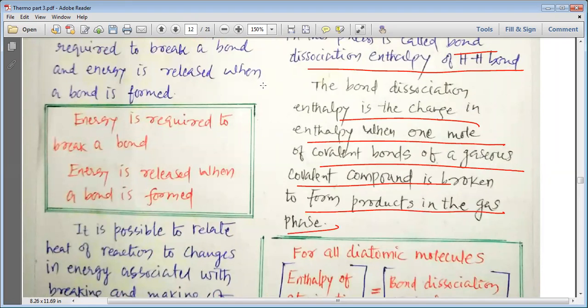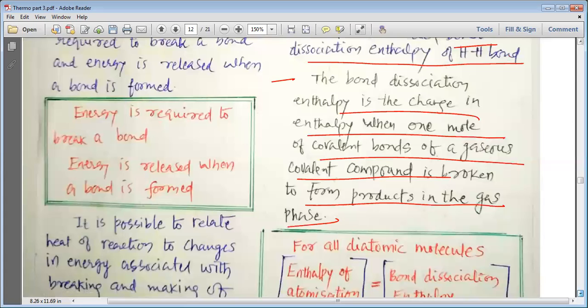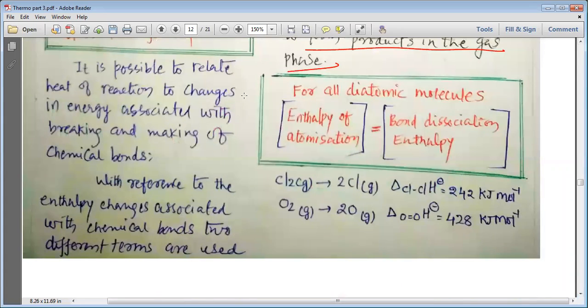Once again, let us understand the definition. The bond dissociation enthalpy is the change in enthalpy when one mole of covalent bonds of a gaseous covalent compound is broken to form the products in the gas phase. So, my dear students, for diatomic molecules, we can write enthalpy of atomization is equal to bond dissociation enthalpy.